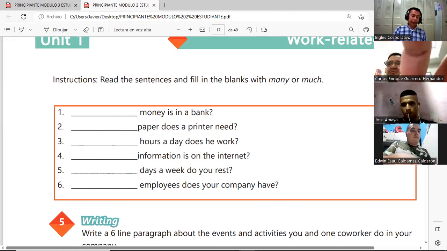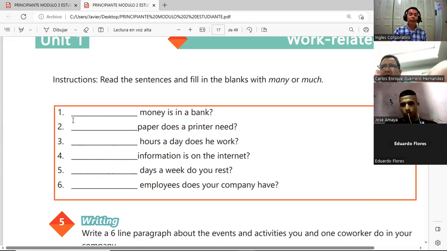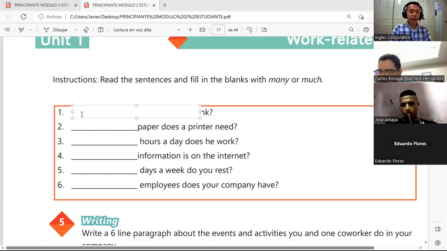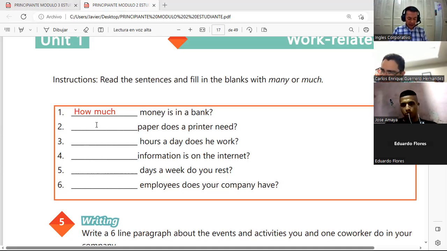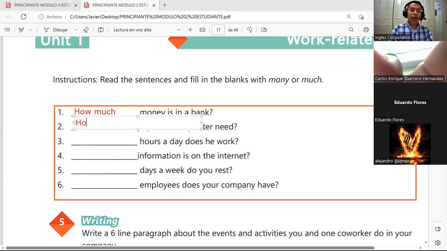Okay, and now I will give the participation to those students who didn't participate, right? Los que no me han participado casi, les voy a dar participación ahora. Okay, Eduardo, please. Number one. How much or how many, Eduardo? How much money is in the bank? Okay. In a bank. How much? Thank you. Now, after Eduardo, we have Alejandro, please. Number two. How much? Excelentoso.